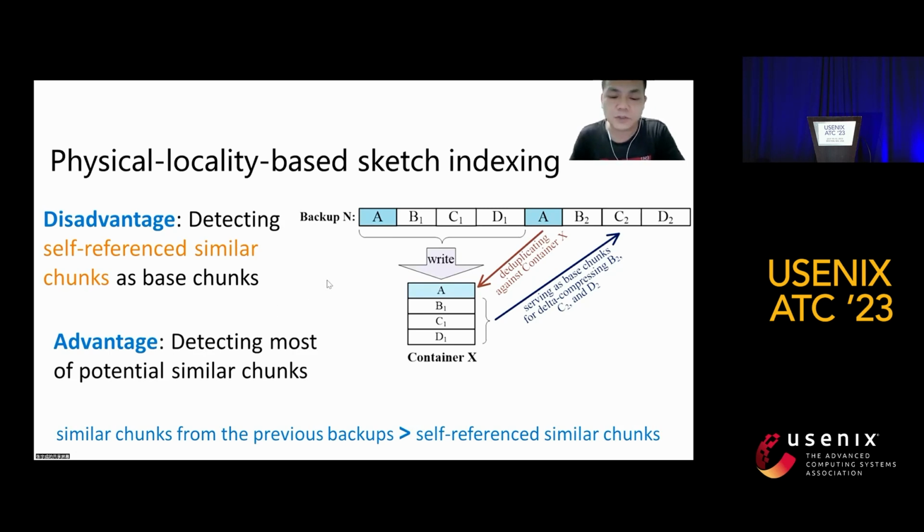An advantage of this category of techniques is that it can detect most similar chunks, including those missed by logic locality-based indexing techniques, as long as they are stored alongside the duplicates in the same container.